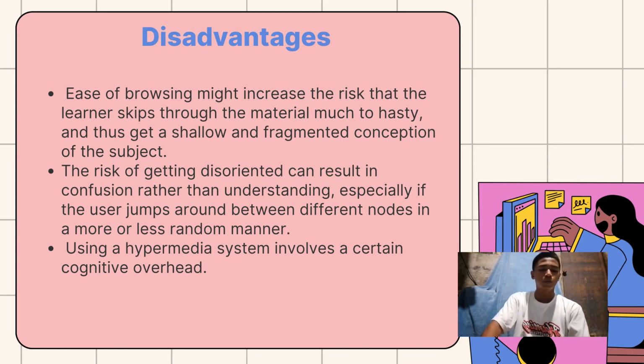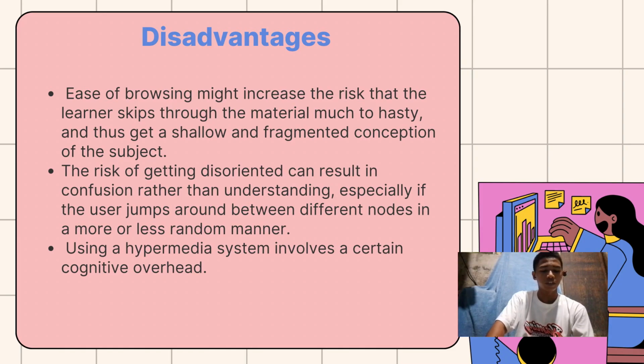First is superficial learning. The ease of navigation can lead learners to skim through content without fully absorbing it. This can result in a fragmented understanding of the subject matter. The risk of getting disoriented can result in confusion rather than understanding, especially if the user jumps around between different nodes in a more or less random manner.